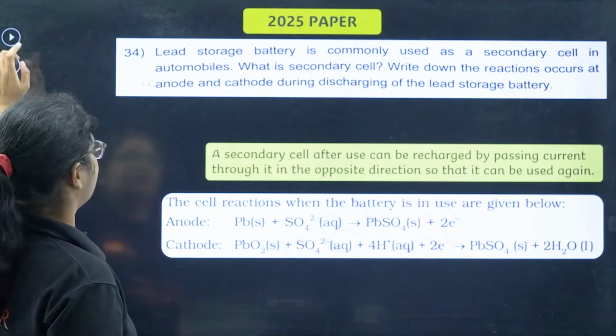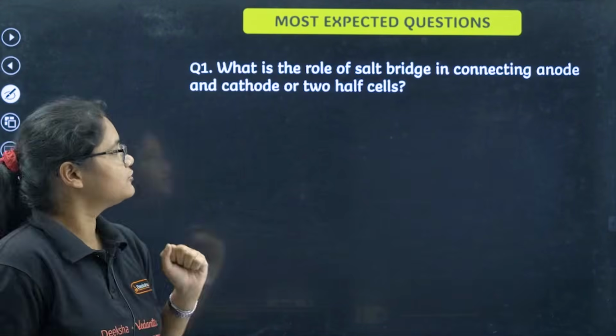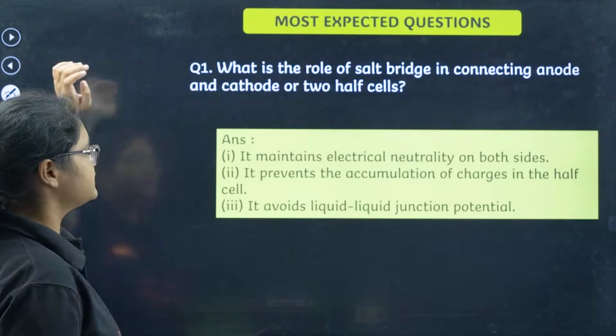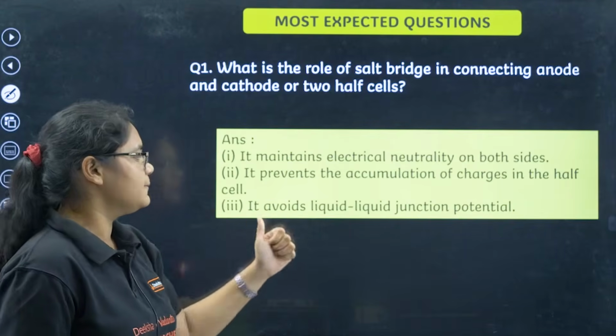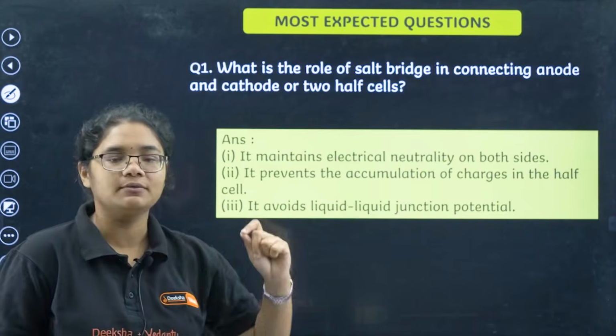Now after the 2025 paper, I have some most expected questions that you can predict. So the first one is, what is the role of the salt bridge in connecting anode and cathode, or the 2 half cells? So you have to write 3 points. The first one is it maintains neutrality, prevents the accumulation of charges, and avoids liquid-liquid junction potential.